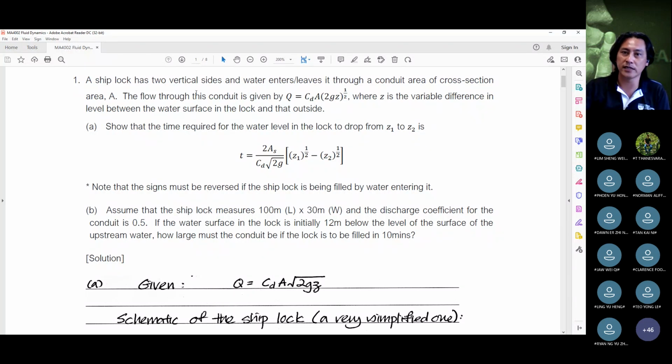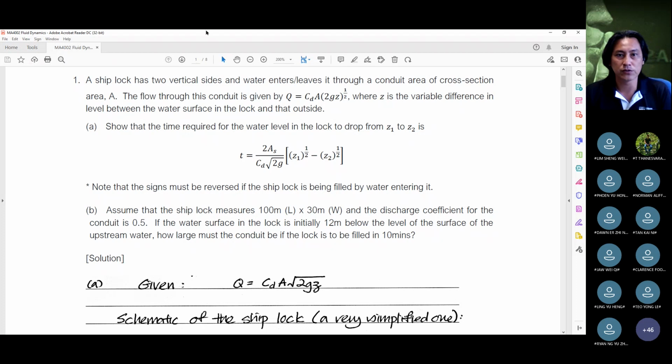Water enters or leaves this ship lock through a conduit. A conduit is basically a pipe, with cross-sectional area A. Sometimes a conduit may not be a pipe. It's just an opening in the wall. Let's say it's a concrete viaduct, so to speak, or basically a hole that's pre-built into the concrete walls and so on and so forth.